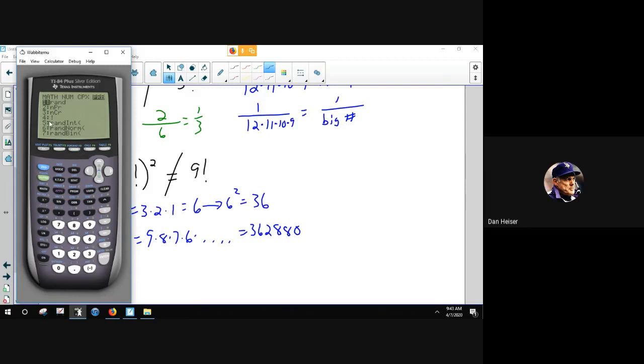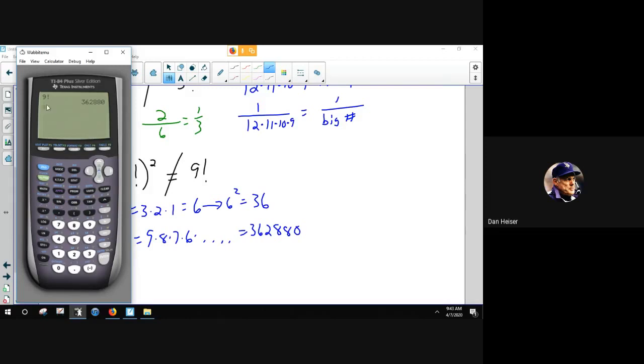Now, if I just do this, factorial, it's going to say take my last answer. Well, let's say I want to do this problem down here. 9 factorial. So I type in the number first. Go to math. I'll use the left arrow to get there faster. Option number 4, 9 factorial, and there it is. That's how we do factorials.